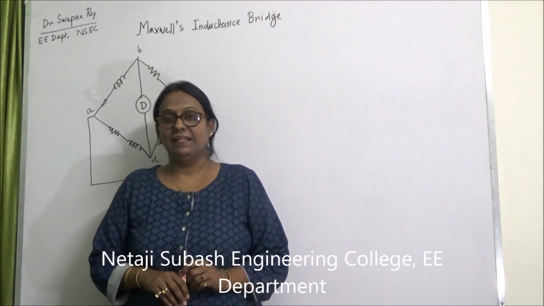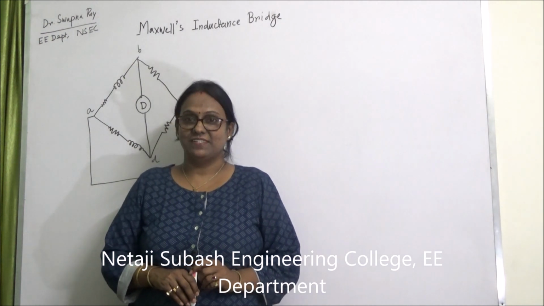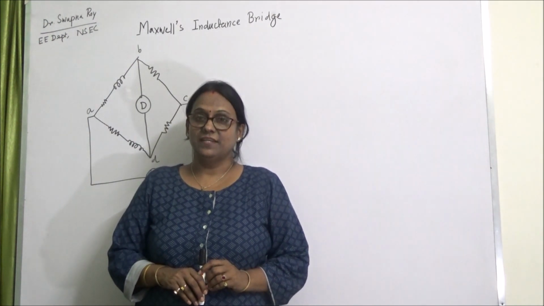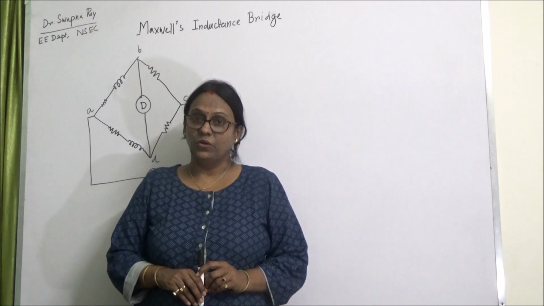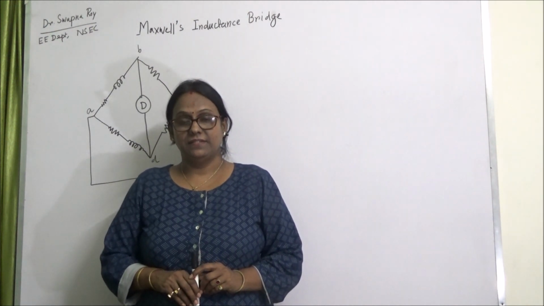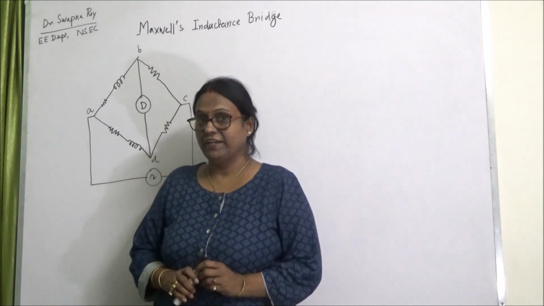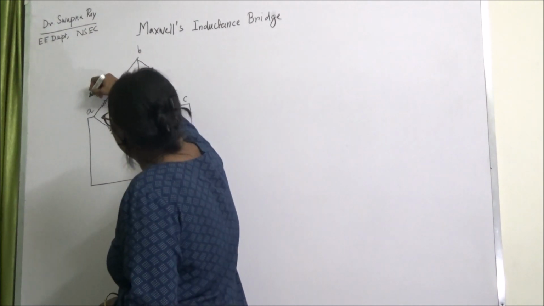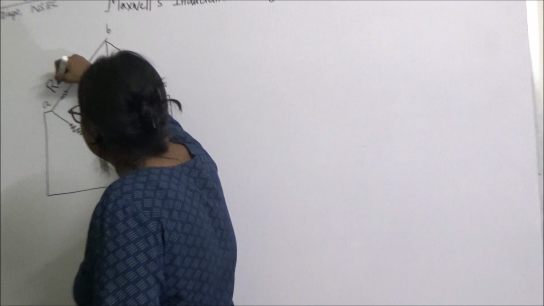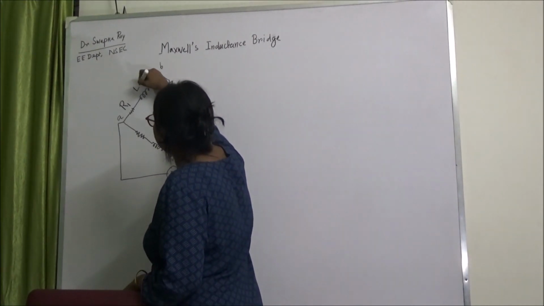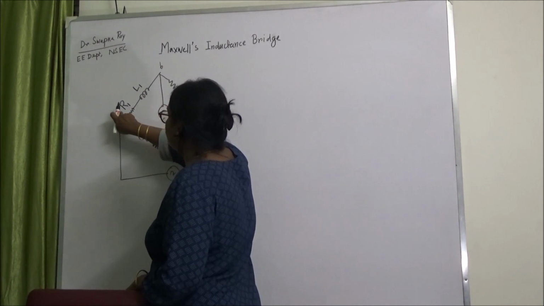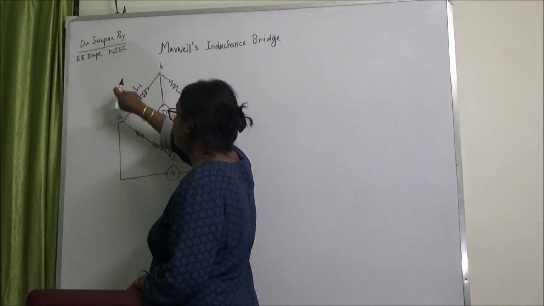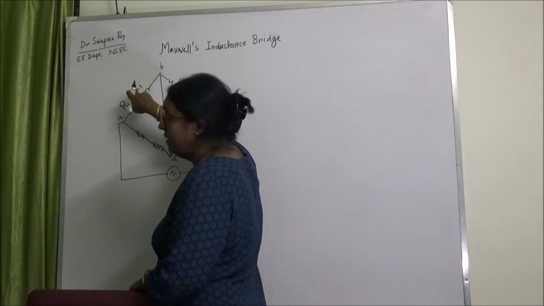Today we will learn Maxwell's inductance bridge. Using this bridge we can measure unknown inductance. This bridge is a very simple bridge where we can see in the first arm one resistance R1 and inductance L1. This resistance is actually representing the internal resistance of this inductor L1.